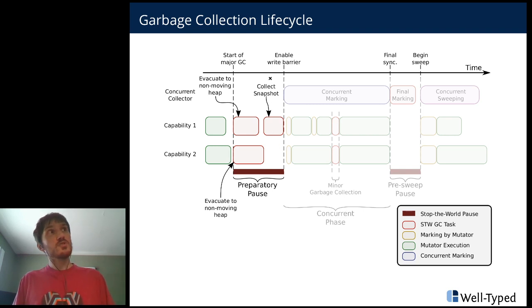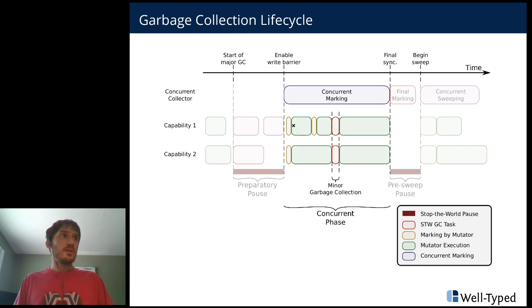So after we've collected our snapshot, we enable a write barrier, which subjects the mutators to the need to do a bit of additional bookkeeping when mutating objects in the non-moving heap, and begin the concurrent marking phase. In this phase, we allow mutators to continue execution, again under the influence of this write barrier, but meanwhile a concurrent marking thread will go and mark the live data in the non-moving generation until it has marked the entire live heap.